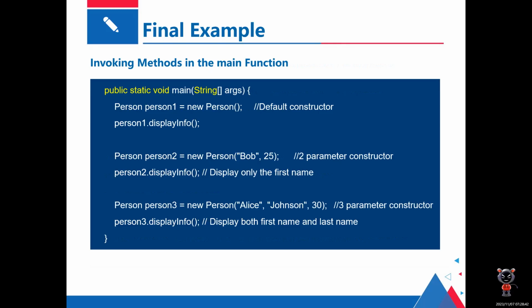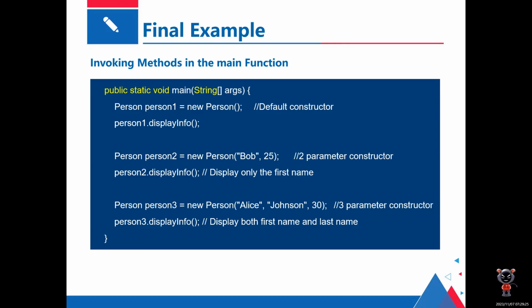Once we define our class, then we can use a public static void main function to create an object and invoke the functions provided by the Person class. So first, we create an object using the default constructor. In the second, we create an object with the two parameter constructor. And in the third, we create an object with the three parameter constructor. So when we call the displayInfo function, each object will display different information.